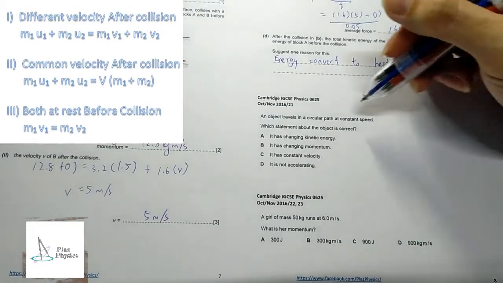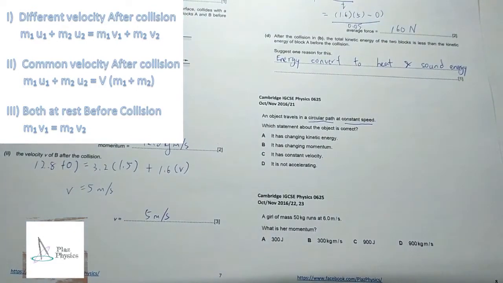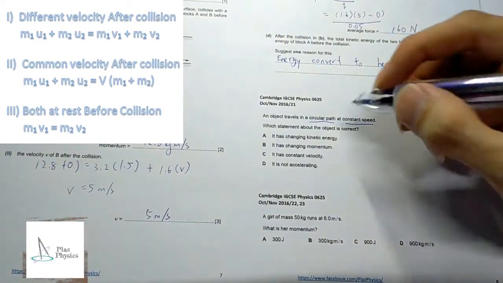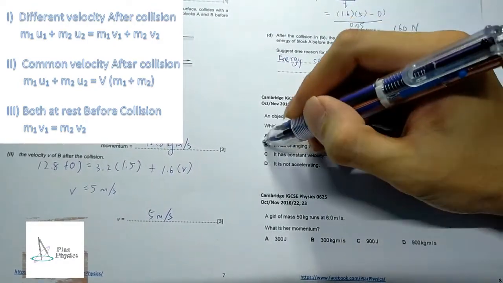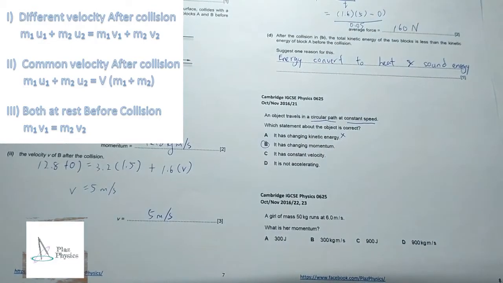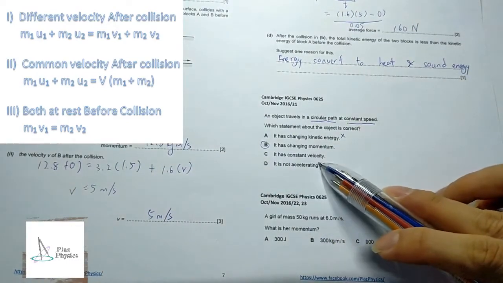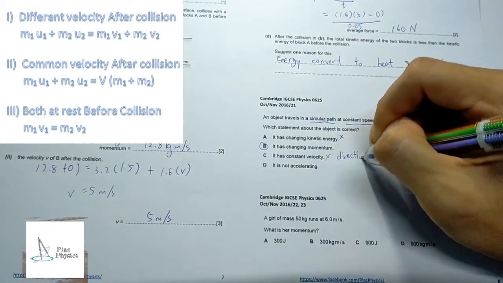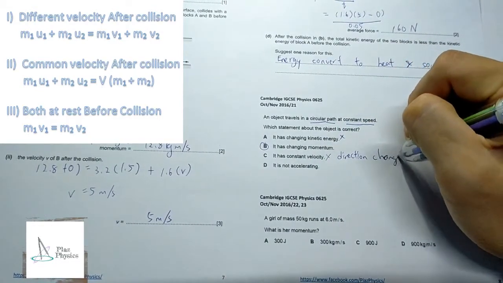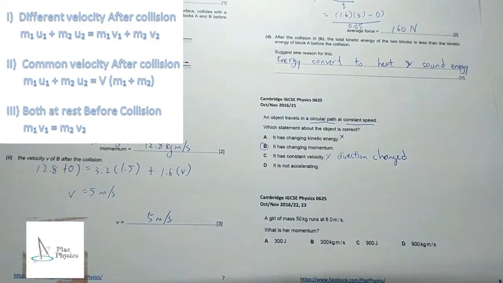The question said that in circle and then constant speed, then we check one by one. The kinetic energy change or not? No, because speed constant. Change of momentum? Yes, because direction changes. And B, we need to use velocity. Momentum will be changed. Constant velocity? No, because direction change like just now. See? Acceleration? Actually, acceleration happening because direction changes.